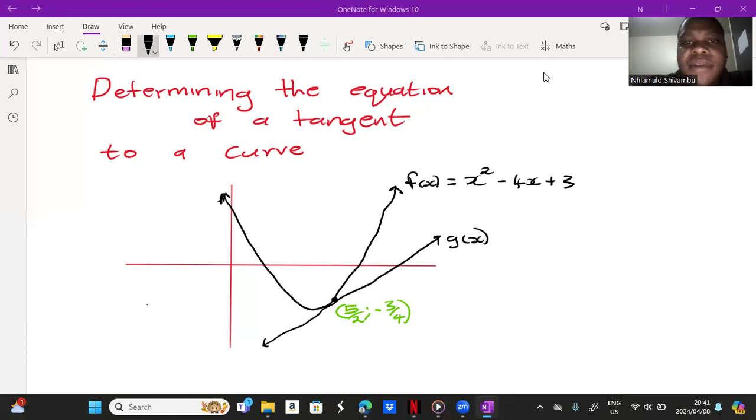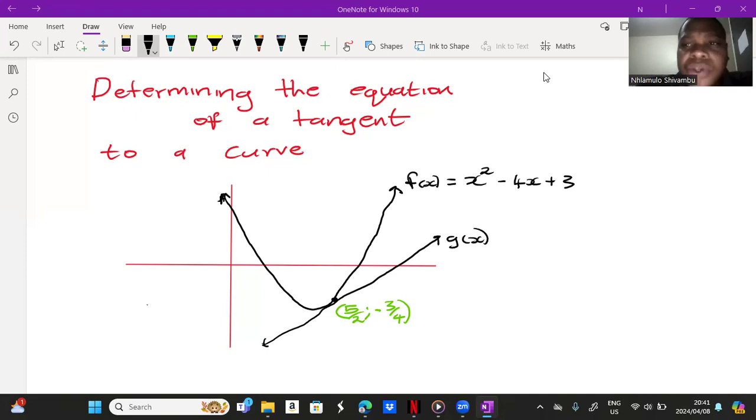So the curve can be a quadratic function or can be a cubic function. This is also part of differential calculus, and this is one of the questions that are very popular for exams. So before I determine the equation of the tangent to this curve that we have here, I'm going to first explain one of the most important principles.